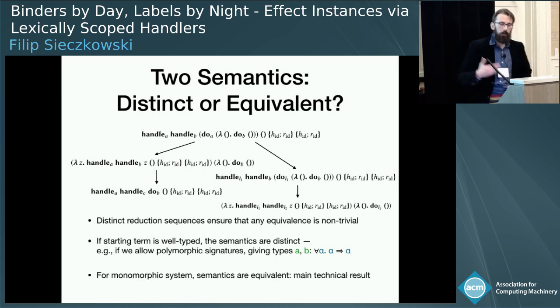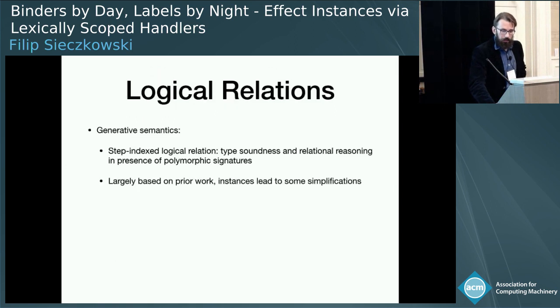What about a monomorphic type system where we don't have polymorphic signatures? And it turns out that in this case, because of the types, the two semantics are equivalent. And this forms our main technical result, which we prove by a very complex logical relation.